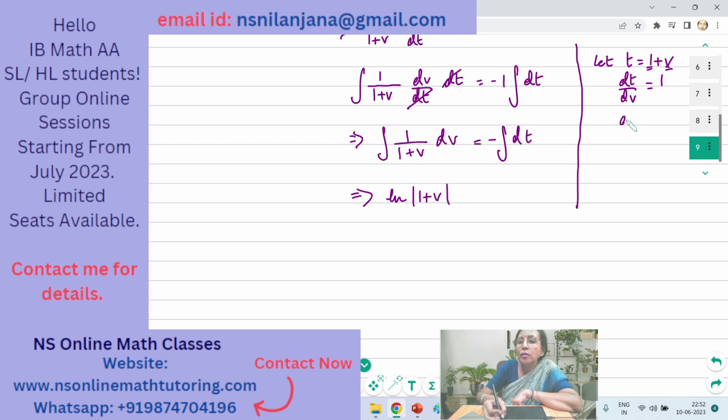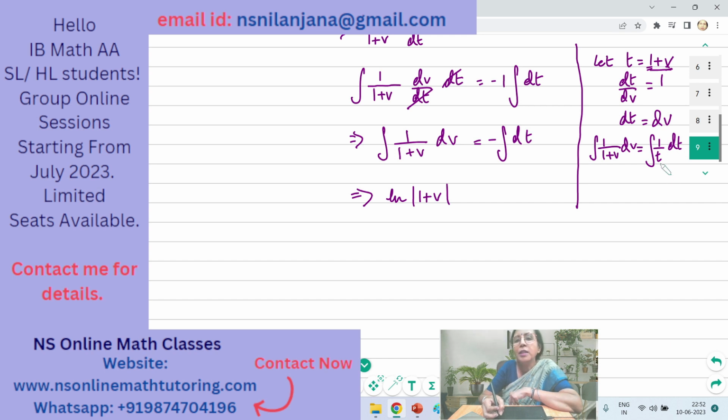So that means dt is equal to dv. Okay. And therefore, 1 over 1 plus v dv can be written as 1 over t. In place of 1 plus v, I am writing t. And in place of dv, I am writing dt.